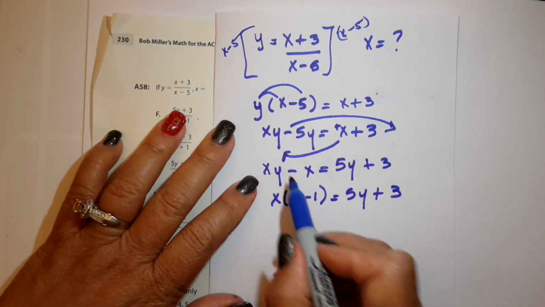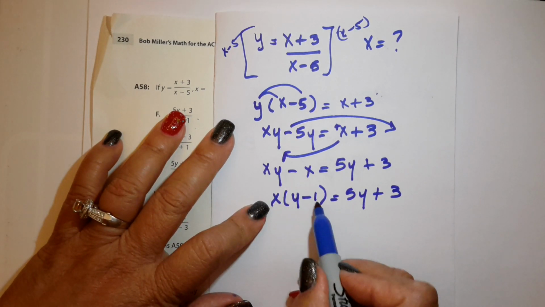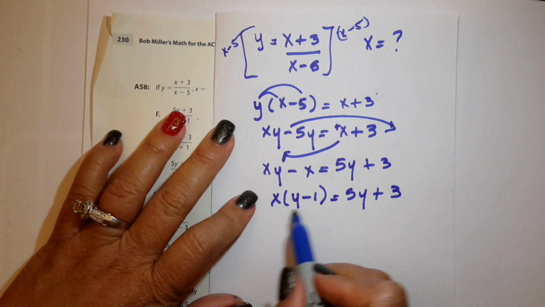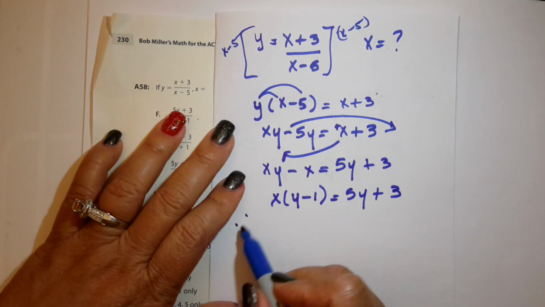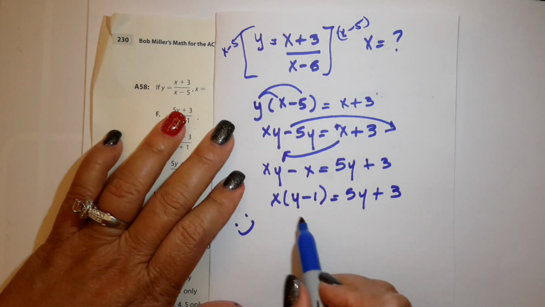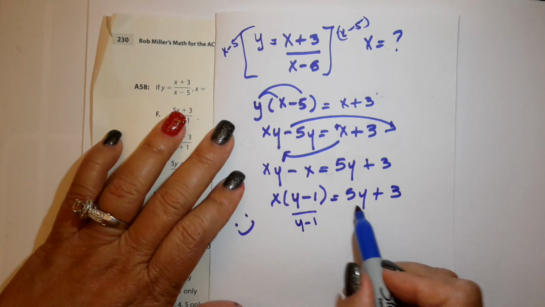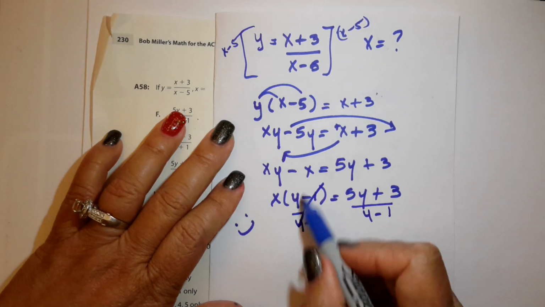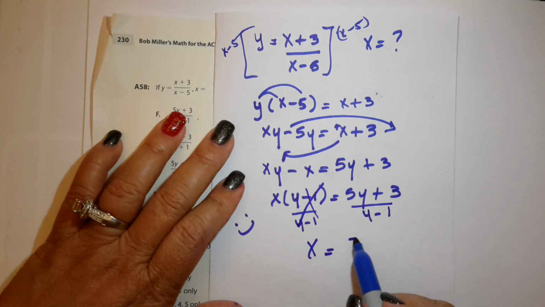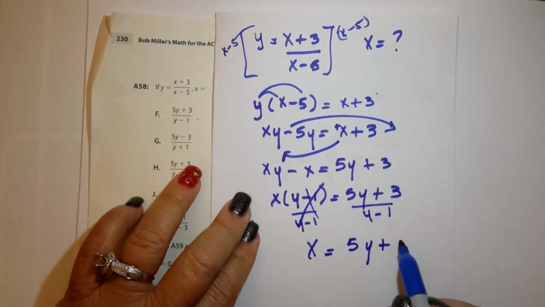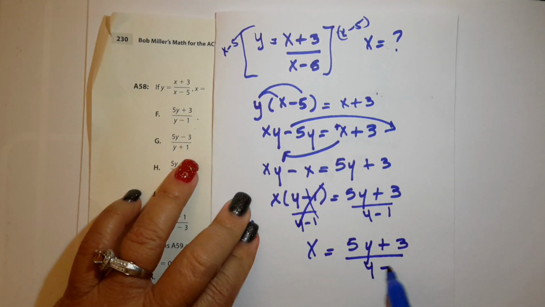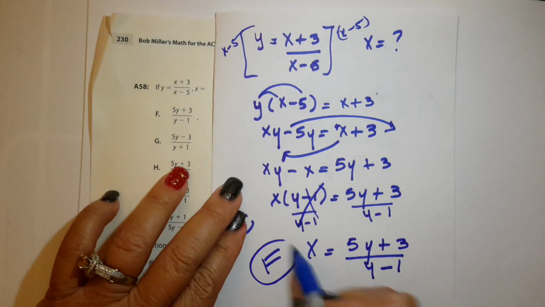X times y is xy. X times negative 1 is negative x. Now that I have the x by itself, I just have to divide both sides by y minus 1. Cancel, and then x equals 5y plus 3 over y minus 1, and the answer is F.